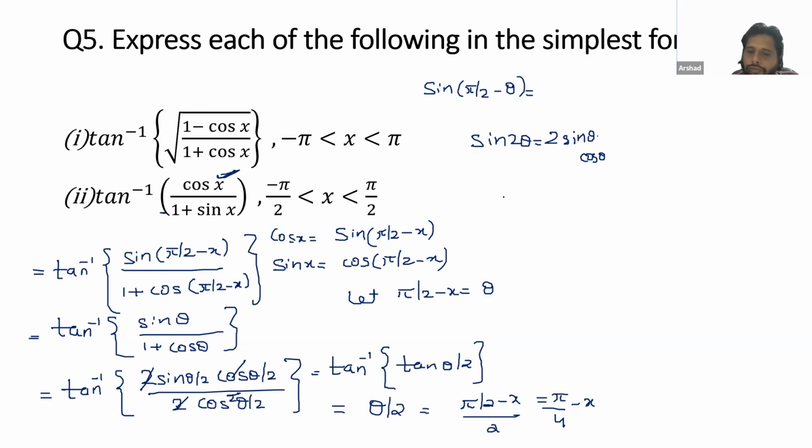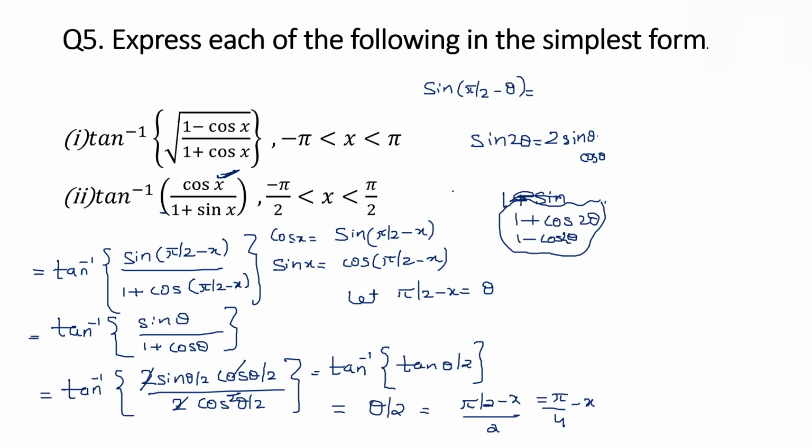Okay, we know that we have a very good formula: 1 plus cos 2 theta and 1 minus cos 2 theta. So we will try to use these two formulas wherever we can in these inverse trigonometric functions. Yes, Abdur.